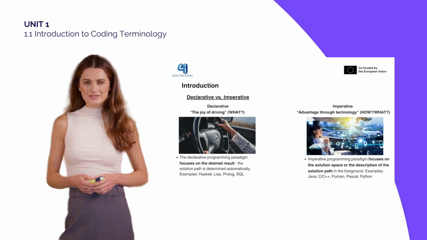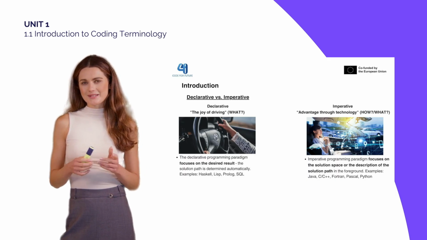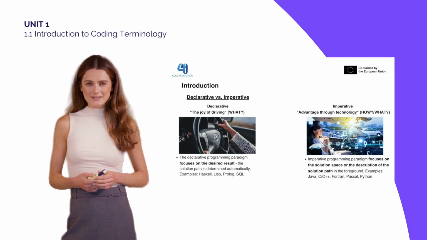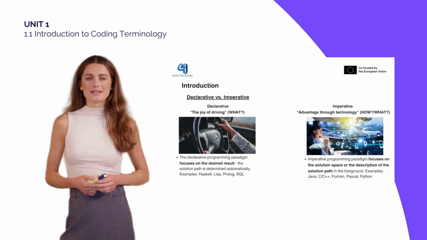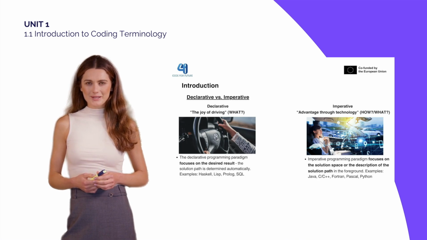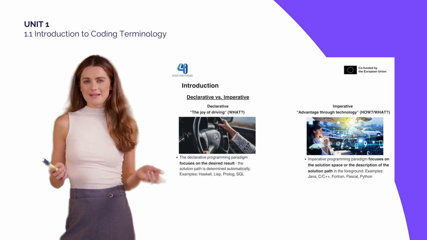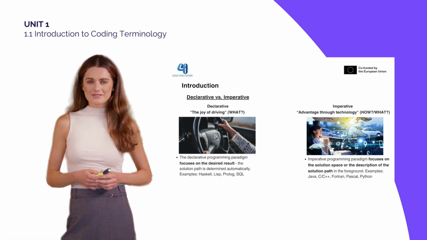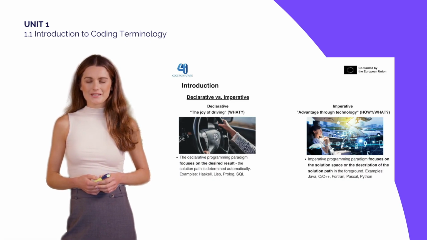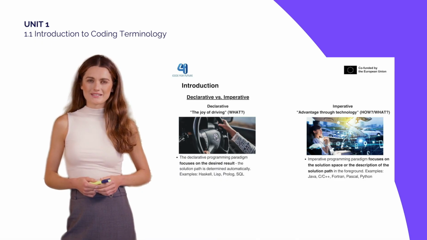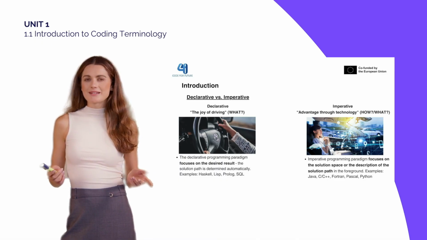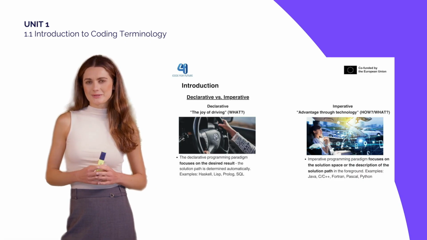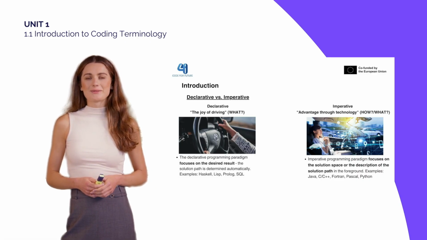Now, let's explore 2 major programming paradigms, declarative and imperative programming. Declarative programming is like telling your car where you want to go, but not specifying how to get there. The car, or system, figures out the best route automatically. It focuses on the desired result, not the steps to achieve it. Example, think of using a GPS. You enter a destination, and the system decides the best route for you. Programming languages that follow this approach include Haskell, Lisp, Prolog, and SQL.